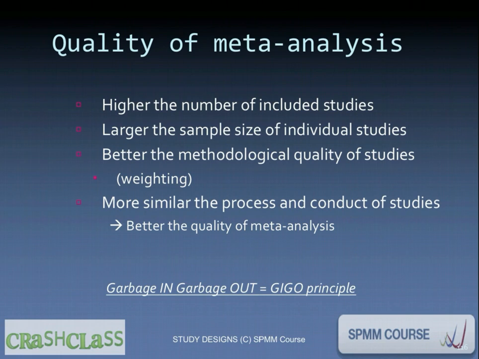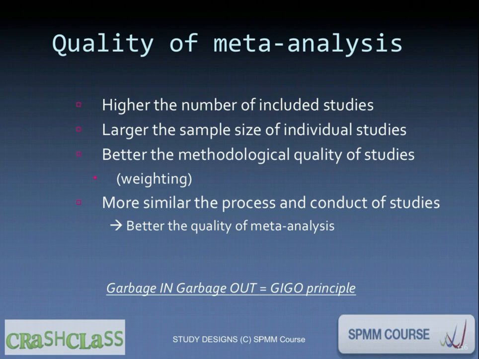Number one, the higher the number of included studies, the better the quality of the meta-analysis will be. The larger the sample size of individual studies, the better. So if you're combining 3 studies, even that 3-study meta-analysis could be a good one if each individual study included in the meta-analysis has a very large sample size. The better the methodological quality of the studies, the better the quality of the meta-analysis will be. This is called the GIGO principle, garbage in, garbage out.